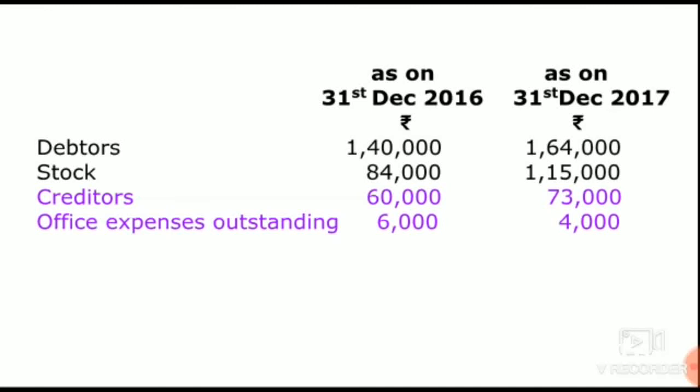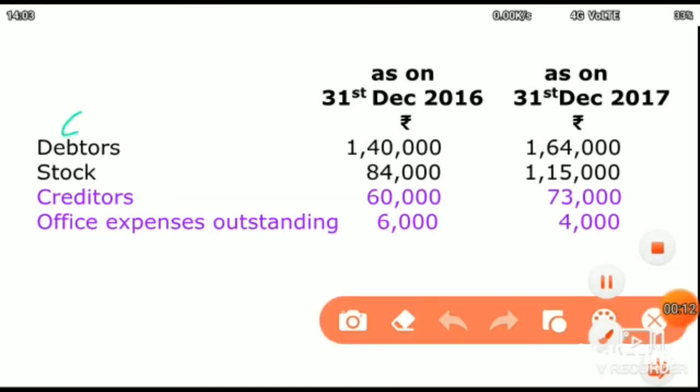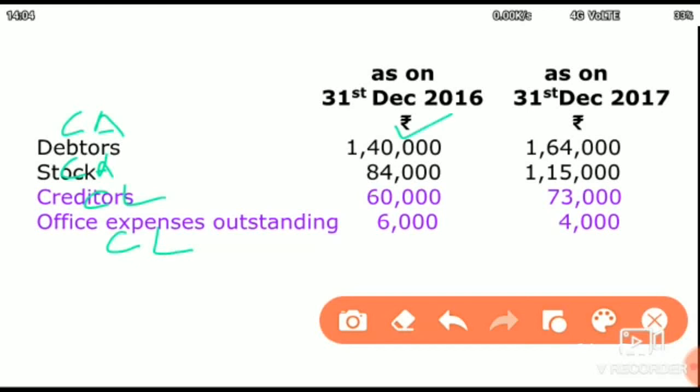Let us look at our question. Keeping the concept in mind, let us separate the items first into current assets and current liabilities. Debtors are current assets, stock is a current asset, creditors are current liability, office expenses outstanding is a current liability. If we look at debtors, the opening value was 1,40,000 and the closing is 1,64,000. So there is a difference of 24,000. We assume that there is an outflow of cash because debtors are increasing. If current assets increase, we assume that there is an outflow of cash.